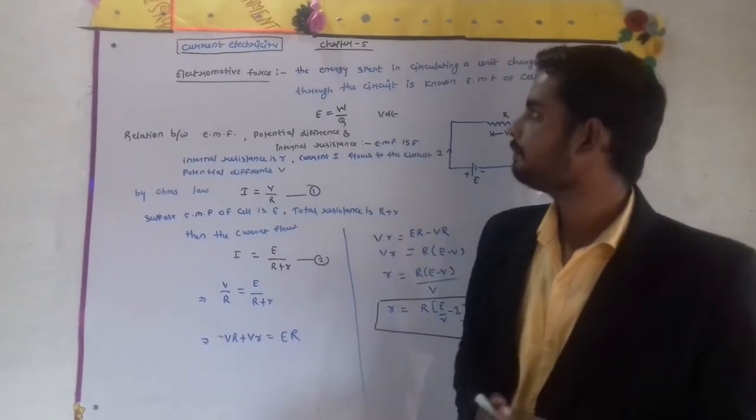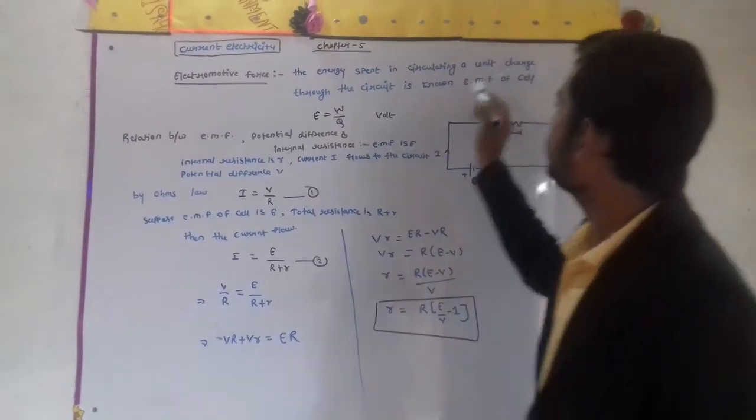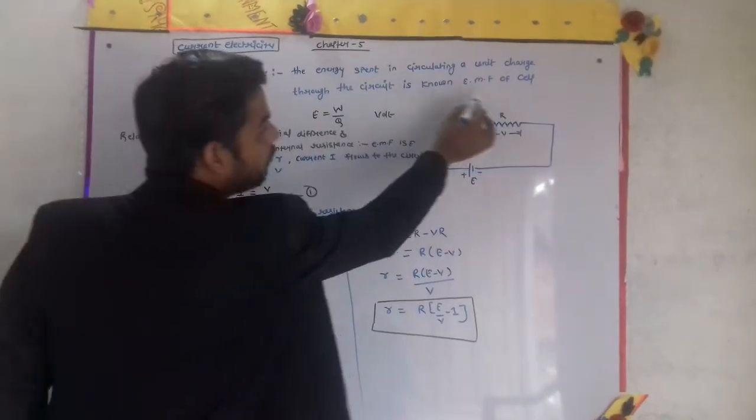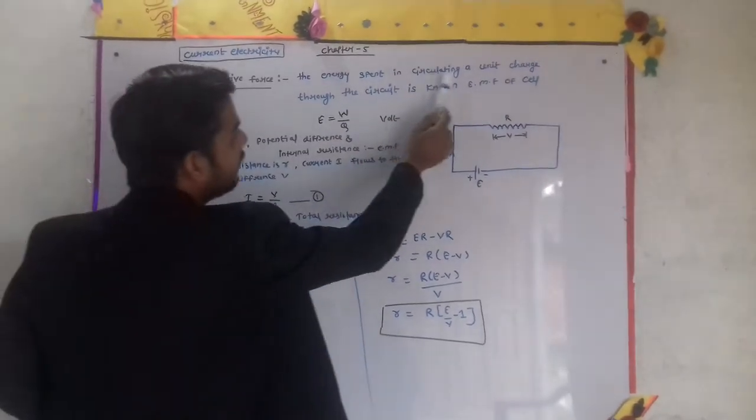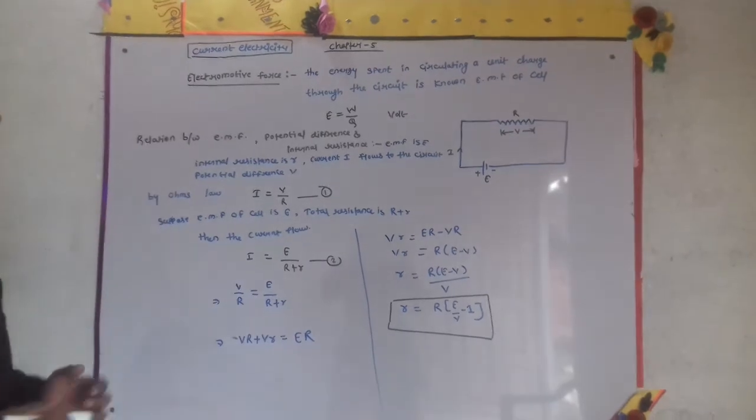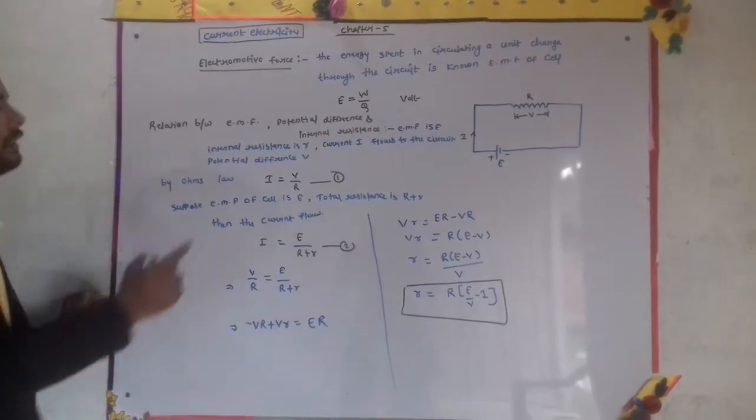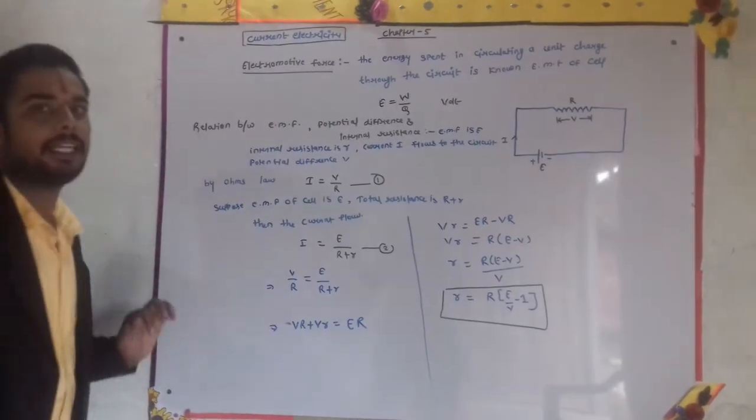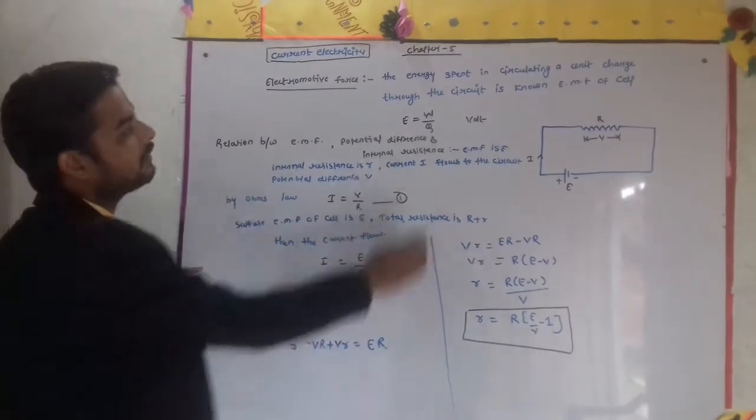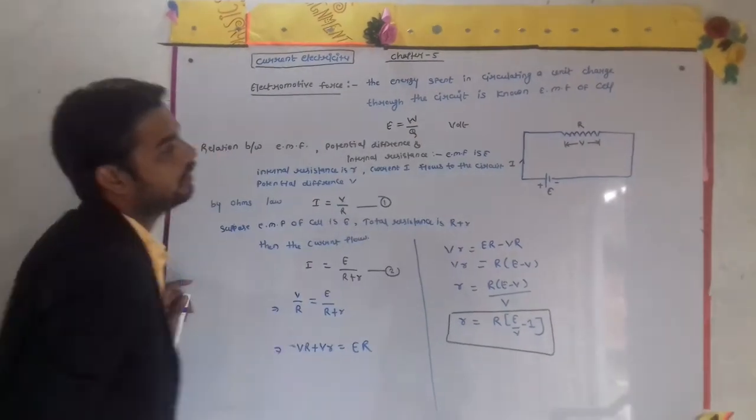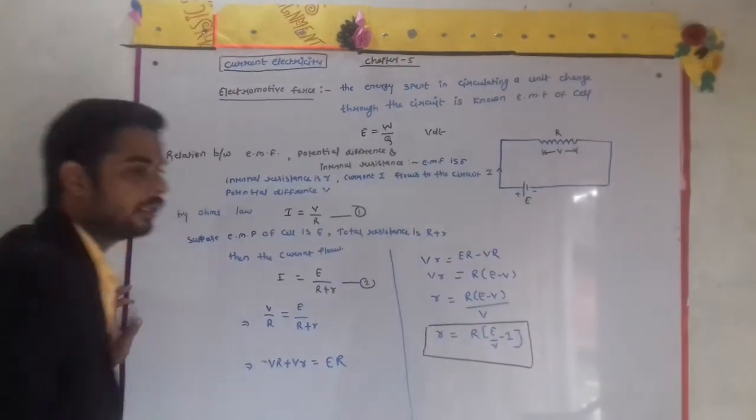What is EMF? The energy spent in circulating a unit charge through the circuit is known as the EMF of the cell. It is represented by capital E. Capital E equal to W upon Q, where W means work and Q means charge. That means its SI unit will be volt.